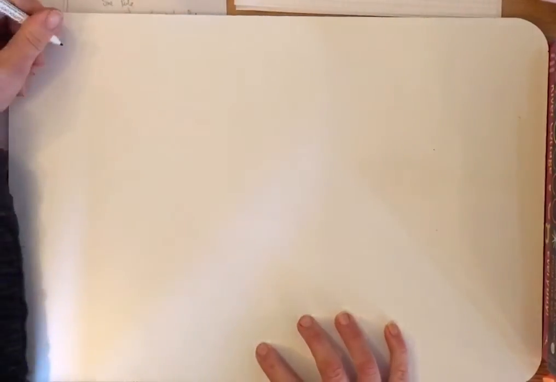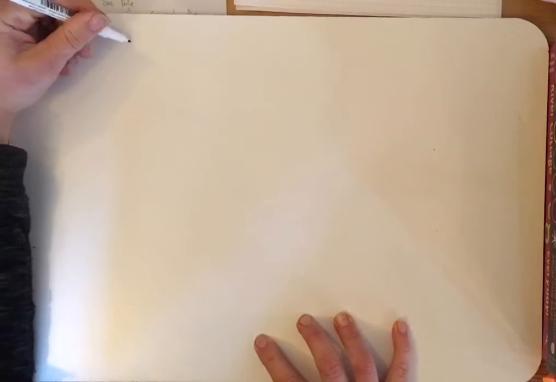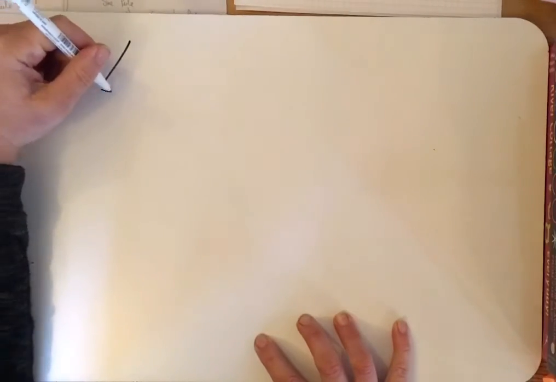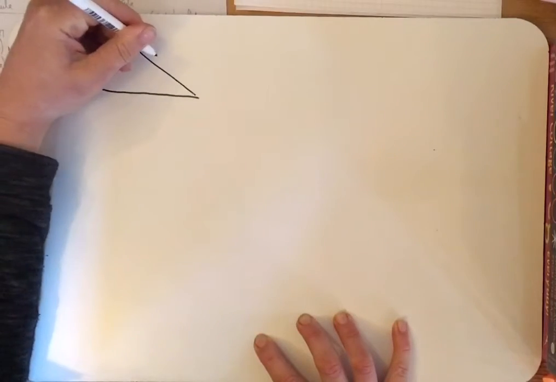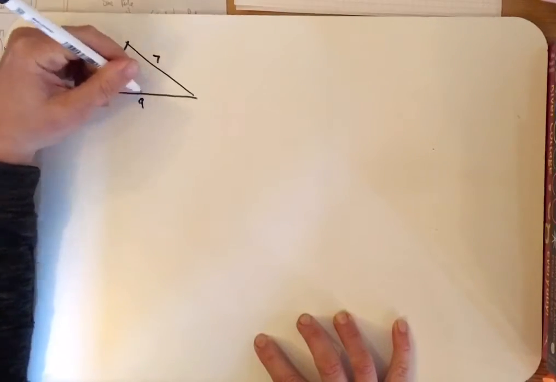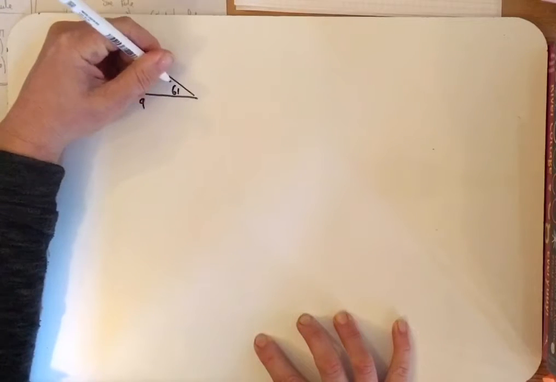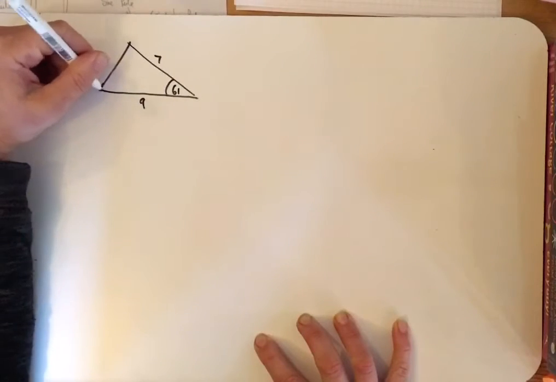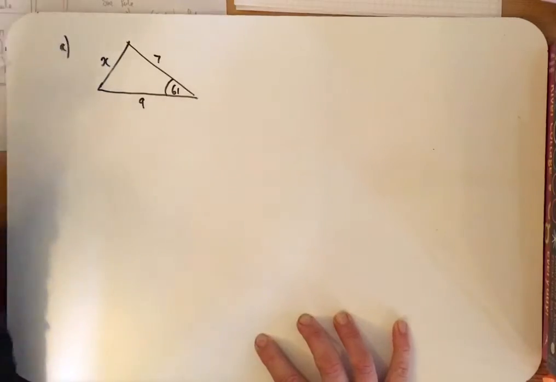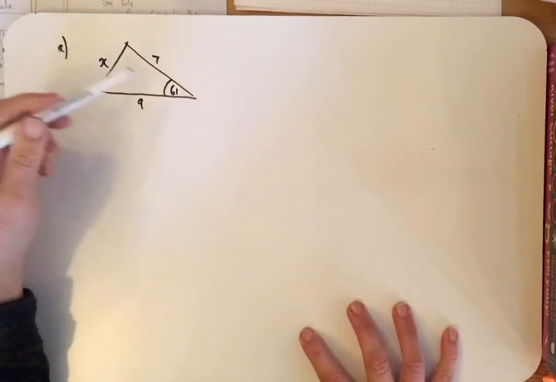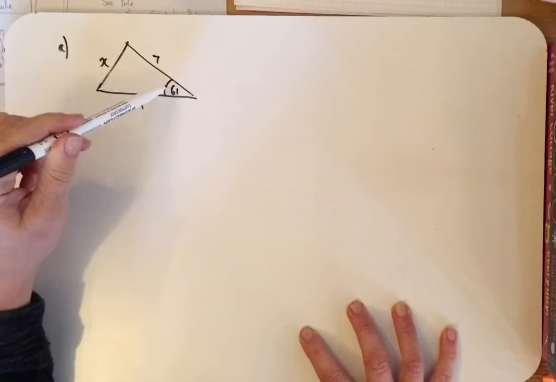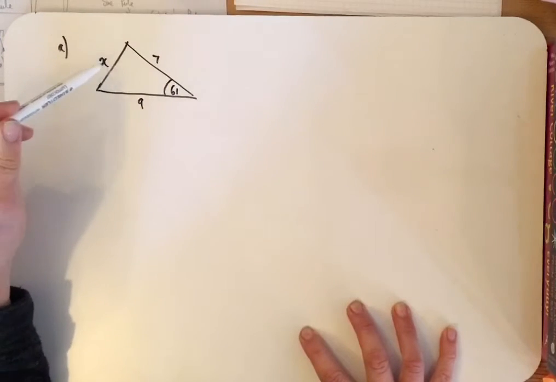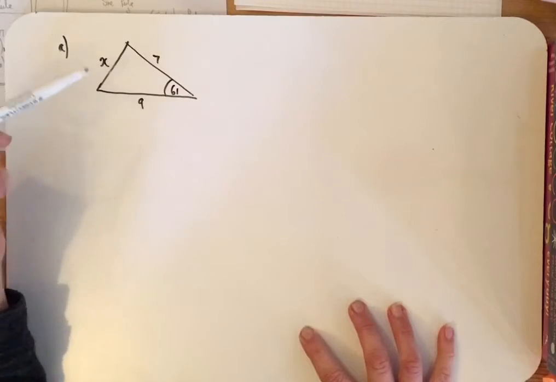So case A is where we have two sides, an included angle, and we want to find the opposite side. You couldn't do that with sine rule because you don't have opposite sides and angles, but you have two sides and the included angle and you want the opposite side, so it's cosine rule.